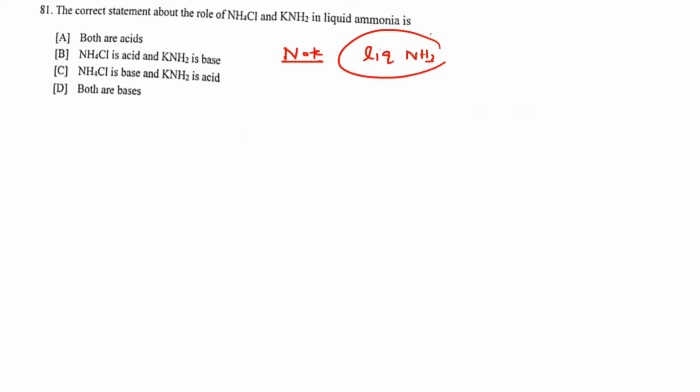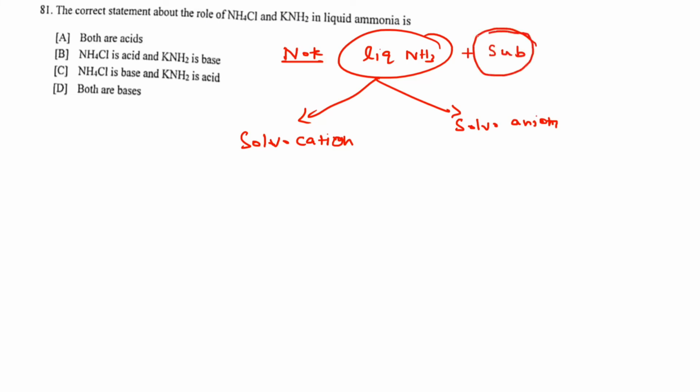Okay, they give the two types of solvent ions. This is called solvo-cation and solvo-anion. For this question, in liquid ammonia, there are two types of ions: one is solvo-cation, one is solvo-anion. Now, when liquid ammonia is dissolved with a substance, if the substance gives NH4 plus, that is called solvo-cation, and if it gives NH2 minus, that is solvo-anion.